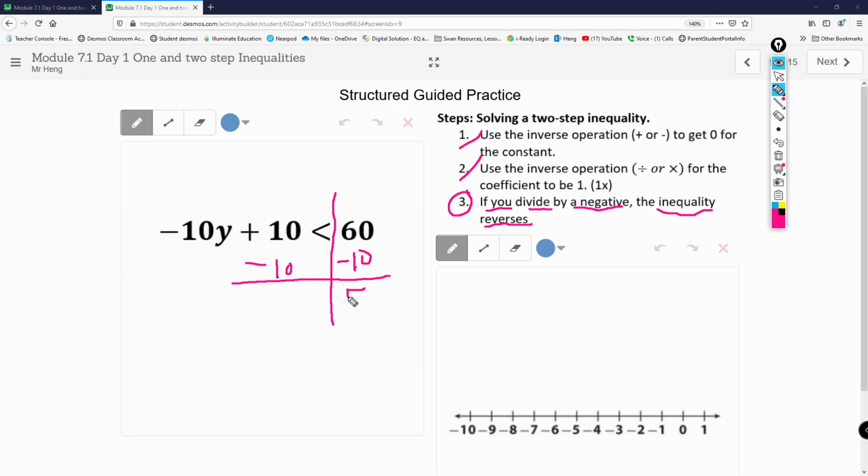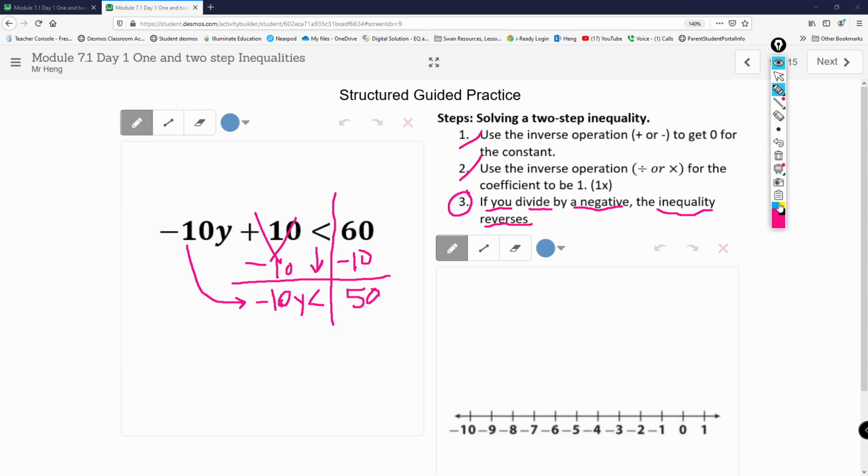So now we have 50 right here. We know this is 0, right? We bring down the inequality, which is the less than sign. And then we bring this down, which is -10y. So -10y is less than 50. Now, again, we have to make the y a what? We have to make it a 1y.